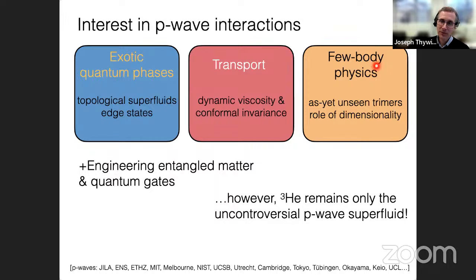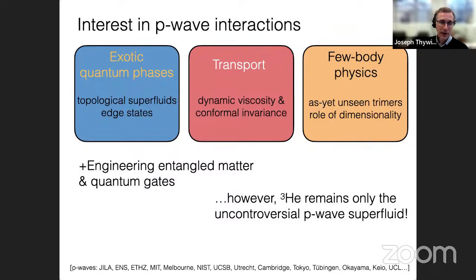And finally, there are a lot of predicted few body physics states, for instance, trimers that have been as yet unseen, and an interesting role of dimensionality. For instance, there are no Efimov states in 3 dimensions, but in 2 dimensions, there's something called a super Efimov state, which is yet to be seen.